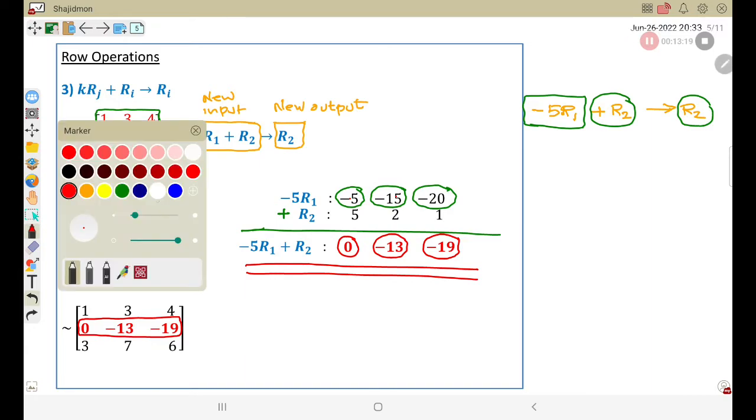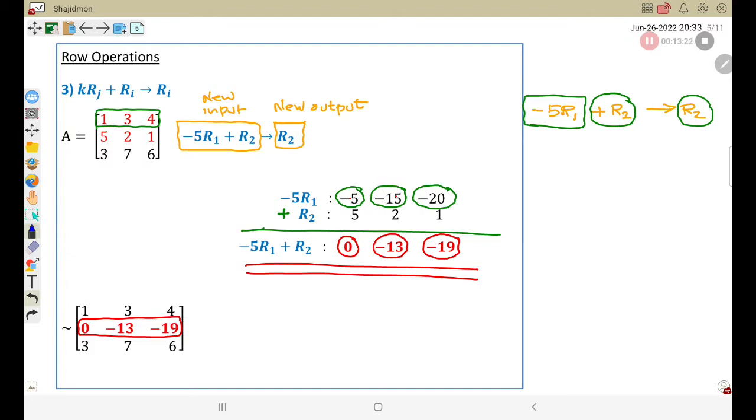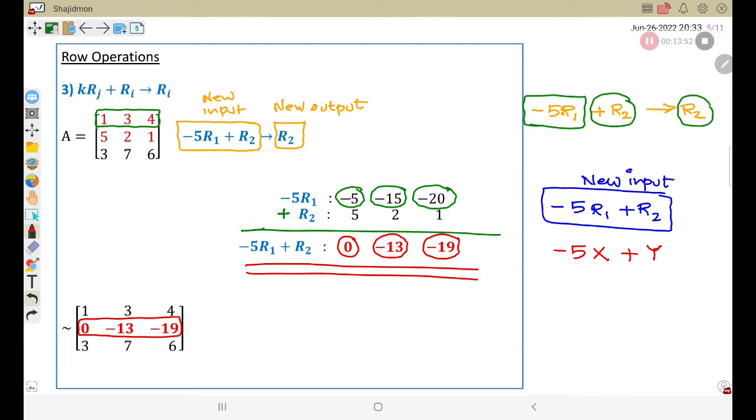Now, when we are using the calculator, it is easy. All of you have a calculator, the Casio FX-991ES Plus. Now what do you do? This operation, minus 5 R1 plus R2, is the new input. How do we enter it in the calculator? Enter it like this: minus 5 multiply, instead of R1 type X, plus, instead of R2 type Y, because typing R1 and R2 in the calculator is not easy. So use the letter X for R1 and the letter Y for R2: minus 5 X plus Y.